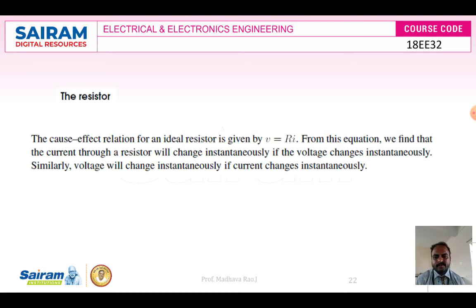The cause-effect relation for an ideal resistor is given by V is equal to IR according to Ohm's law. From this equation we can find that the current through a resistor will change instantaneously if the voltage changes instantaneously. Similarly, voltage will change instantaneously if the current changes instantaneously. So, if current changes, voltage will change; if voltage changes, current will also change. This is the relation of a resistor.